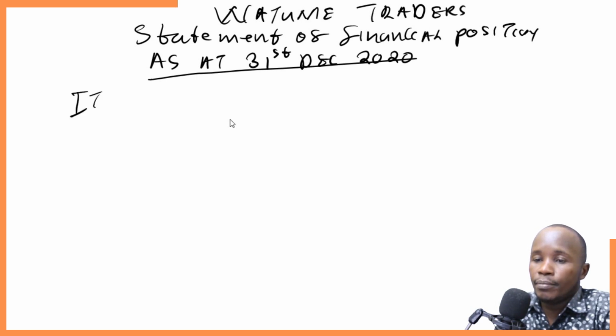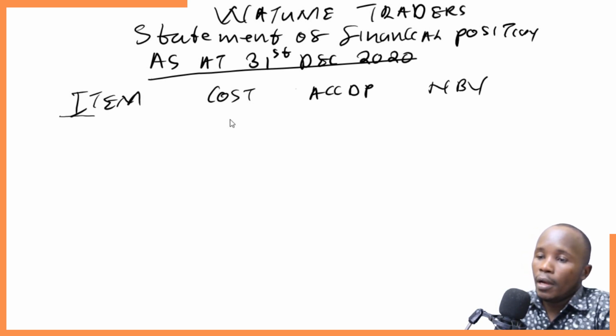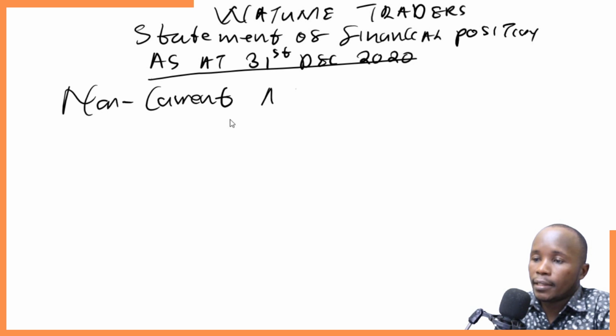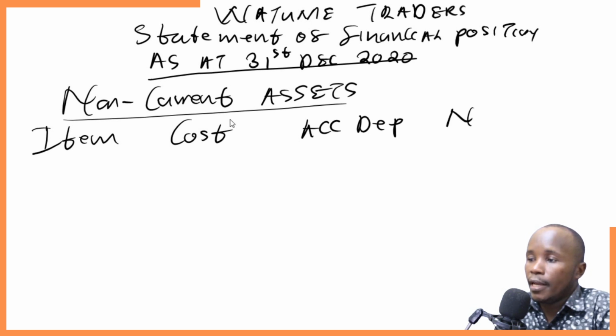So here we have the item, then we have the costs, accumulated depreciation, and net book value. We start with non-current assets. Non-current assets, that's where you begin with the item. We have the costs, accumulated depreciation, and then net book value.